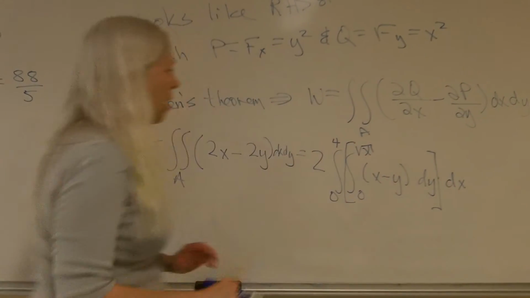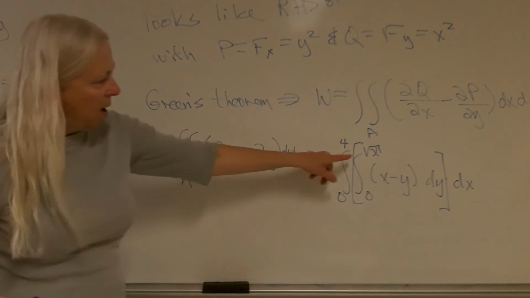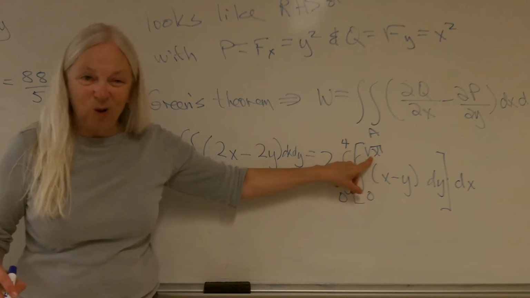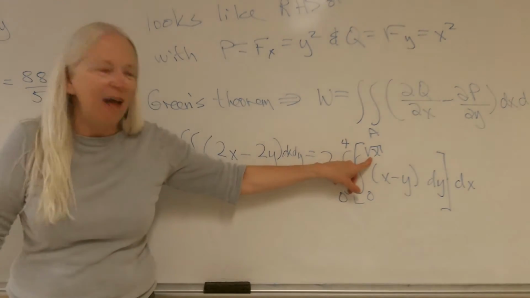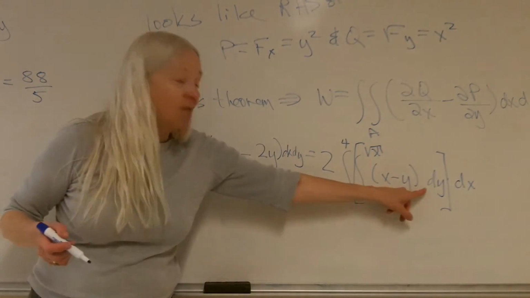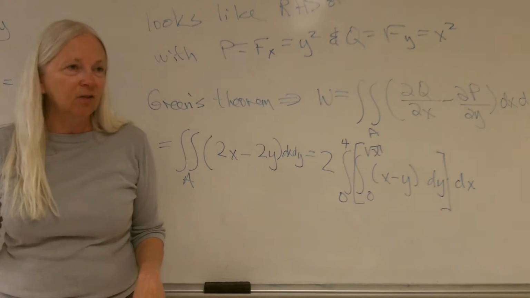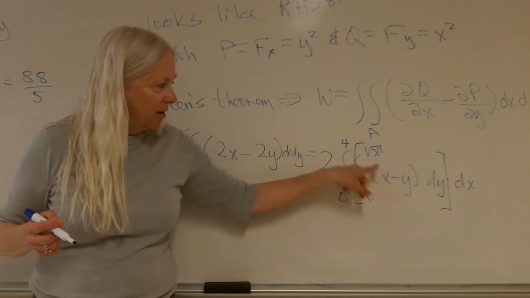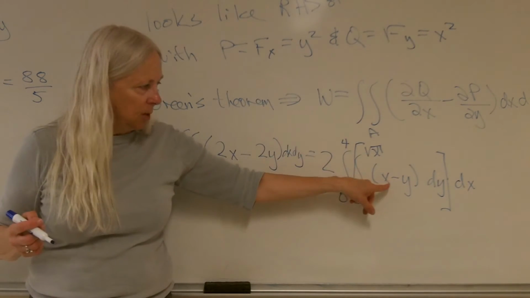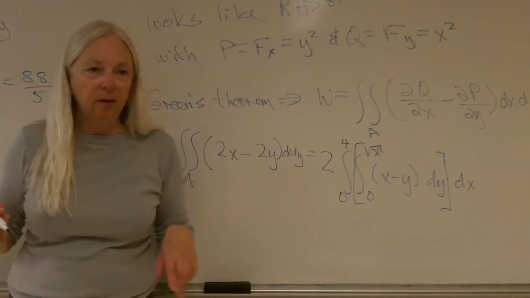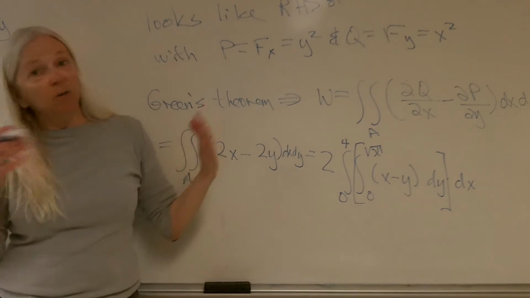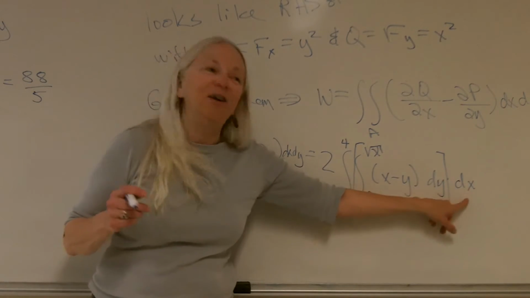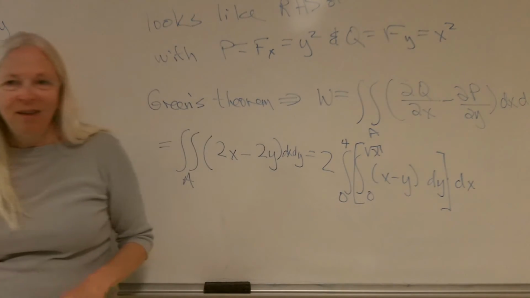Now, because my upper limit on the y integral is a variable, right? It's the square root of x. It depends on x in some way. That means I have to do the y integral before the x integral, right? Because when I do the y integral and I evaluate it at the limits of integration, which will be setting y equal to the square root of x at the upper limit, I'm going to get a result that depends on x from doing that. That has to remain part of my integrand for the x integral, right?